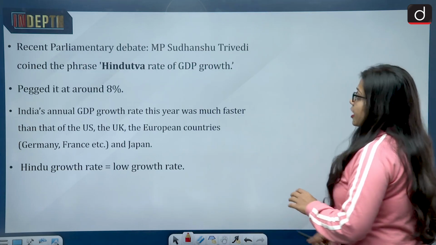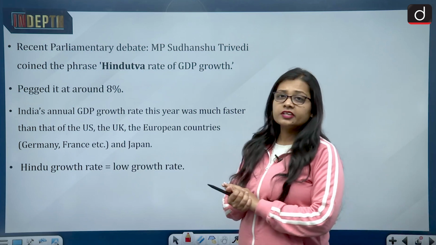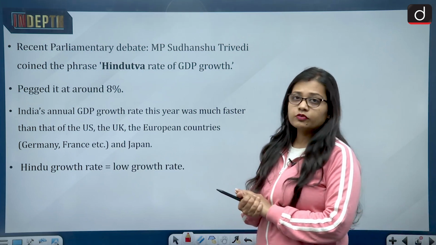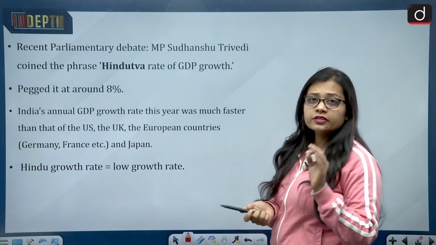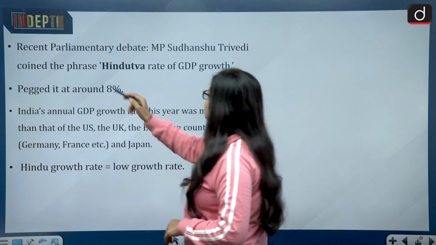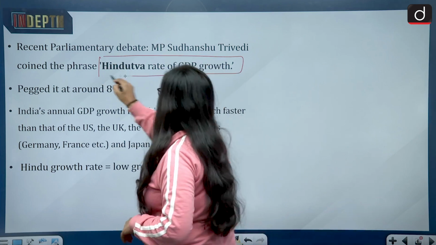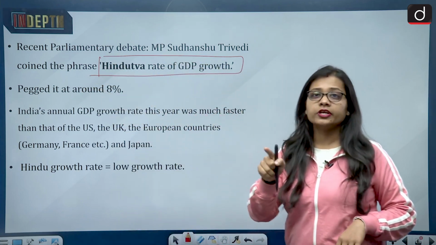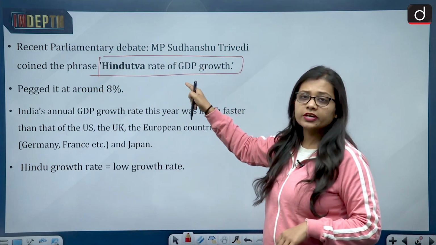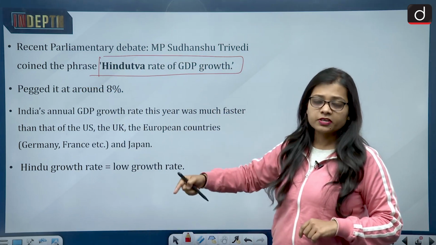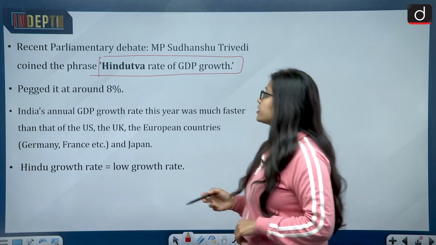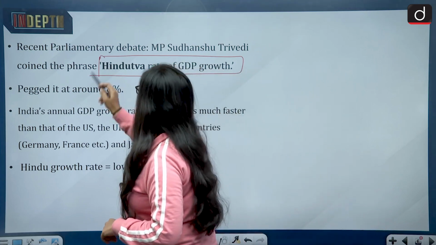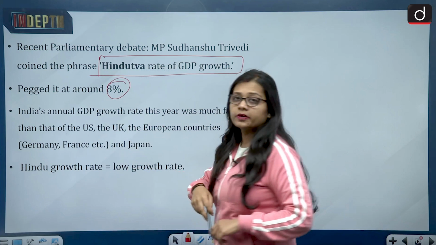So what has happened recently is that in the recent parliamentary debate which was going on, MP Sudhanshu Trivedi has coined the phrase Hindutva rate of GDP growth. I am again telling you, this is not Hindu rate of GDP growth, this is Hindutva rate of GDP growth. So the phrase has been recently coined. And it has been said that the Hindutva rate of GDP growth is pegged at around 8%.